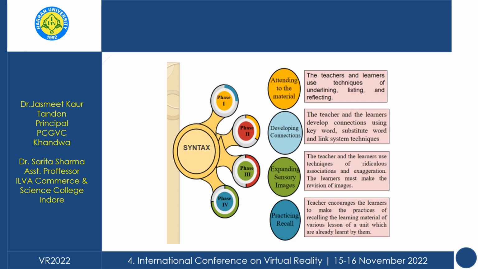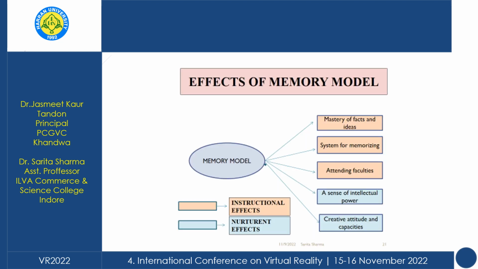The learners must make the revision of images. Fourth is practicing recall, that is revision. Teacher encourage the learner to make the practice of recalling the learning material of various lessons of a unit. Next are the effects of memory model, which are two in number. First is the instructional effect, which is visible, and second is nurturant effect.